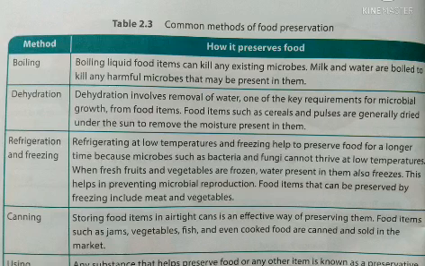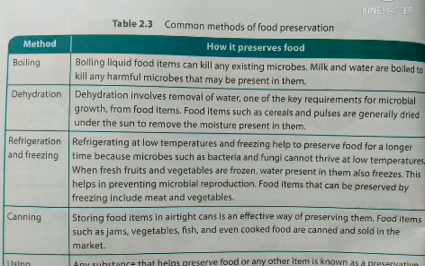Method is boiling. How is it preserving food? Boiling the liquid food items can kill any existing microbes. Milk and water are boiled to kill any harmful microbes that may be present in them. Dehydration. Dehydration involves removal of water, one of the key requirements for microbial growth, from food items. Food items such as cereals and pulses are generally dried under the sun to remove the moisture present in them.